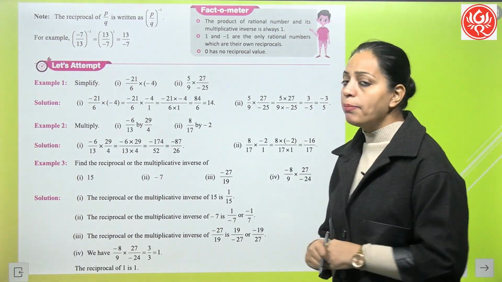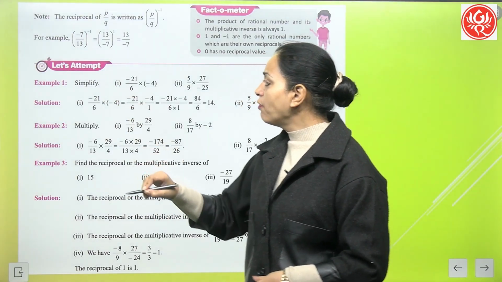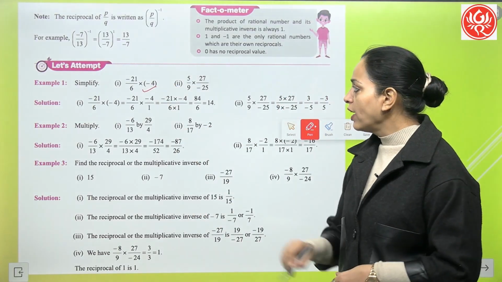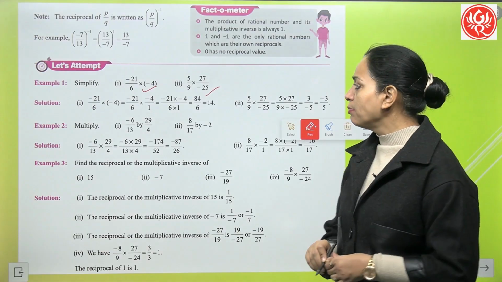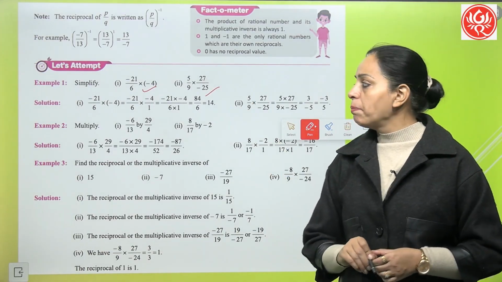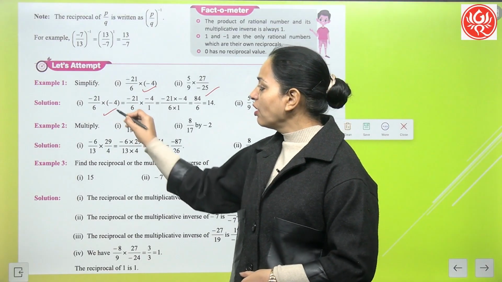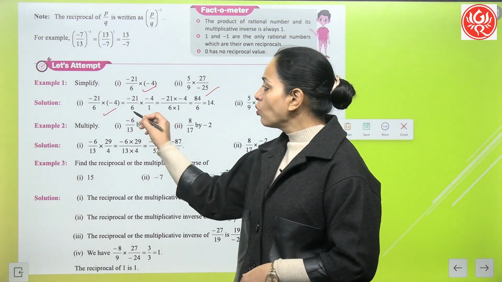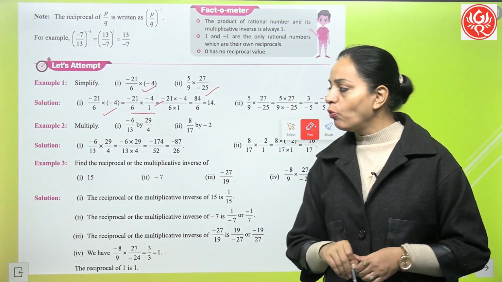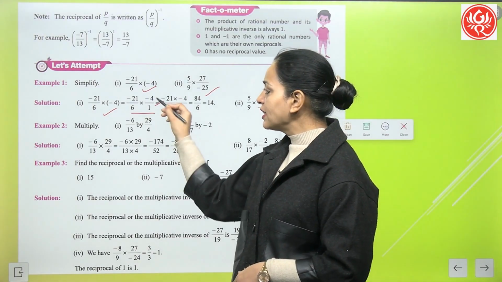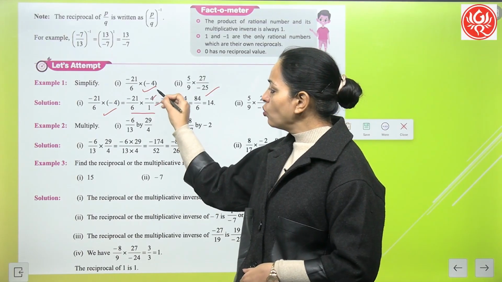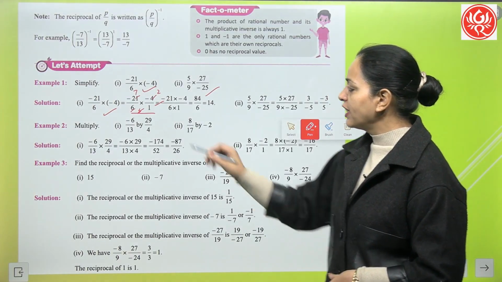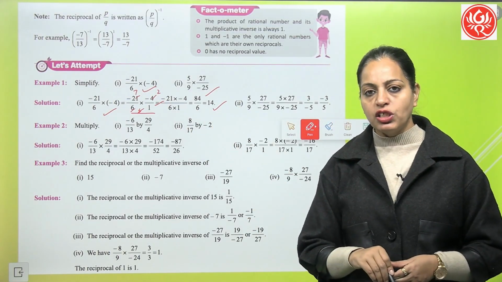Now we are doing some examples. Let us attempt example 1. Simplify the first part, minus 21 upon 6 into minus 4, and the second part, 5 upon 9 multiplied by 27 upon minus 25. See here the first part, minus 21 upon 6 multiplied by minus 4. So what to do? We can write minus 4 upon 1. Now here we can do cancellation also. We can do like this, 2 2s are 4, 2 3s are 6 and 3 7s are 21. Okay, then 7 into 2, answer is 14, right?